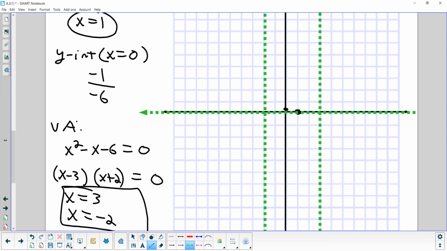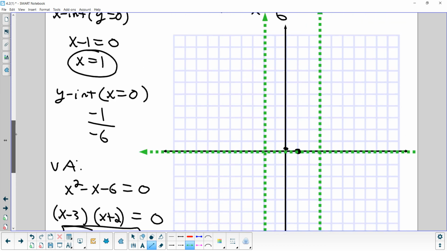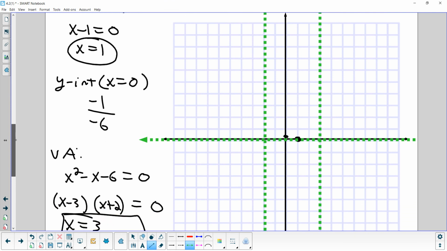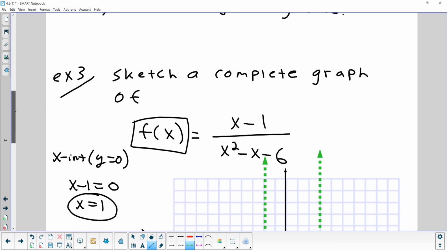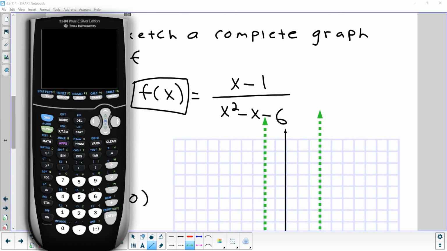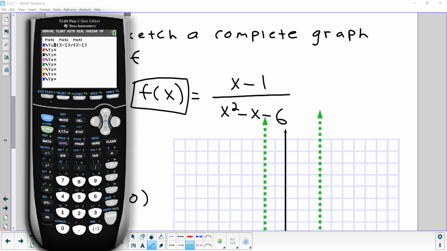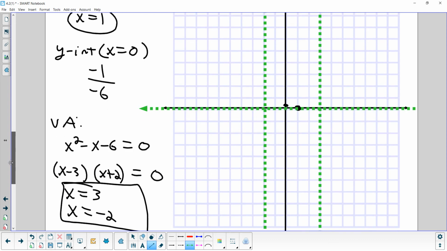Okay, but we've got all these different asymptotes. Now, I want to look at what happens as I approach the vertical asymptotes. So at this point, I want to type that in. Not to graph it, but just to use the table. I could do this by hand, but it's faster for me to use the table. All right, so x squared minus x minus 6. So let's start with our vertical asymptote at -2.